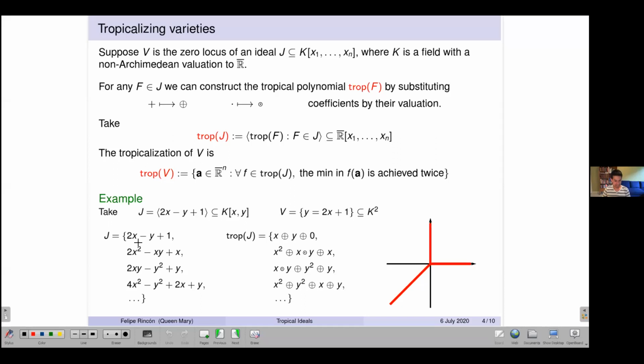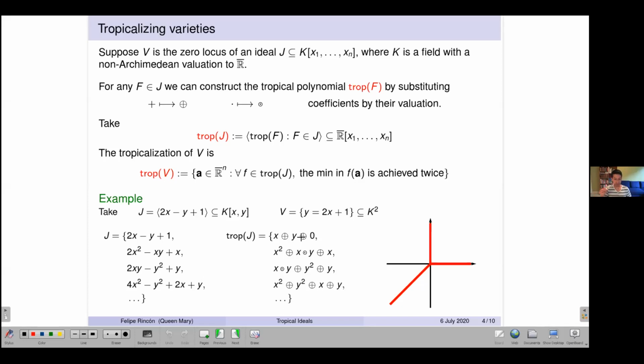So you take your classical ideal, which is J here on the left, and you tropicalize all the polynomials that you see there. So for example, the generator tropicalizes to x plus y plus 0, because the valuation of 2 is 0, the valuation of minus 1 is 0, and the valuation of 1 is 0. You get this one. This x times the generator tropicalizes to x squared plus xy plus x. Y times the generator tropicalizes to xy plus y squared plus y. This one here, the last one I wrote down, tropicalizes to x squared plus y squared plus x plus y, and so on. So here you get an infinite list of polynomials.